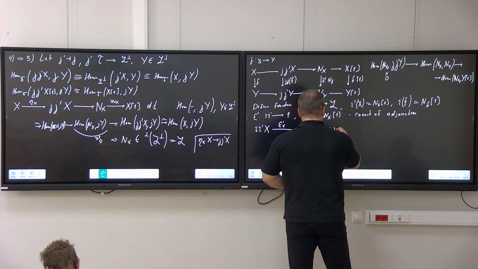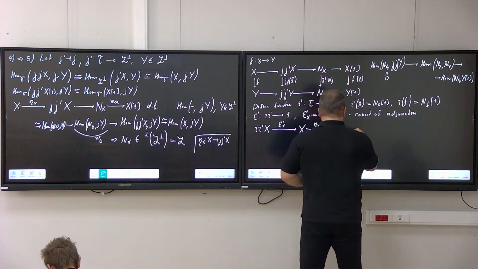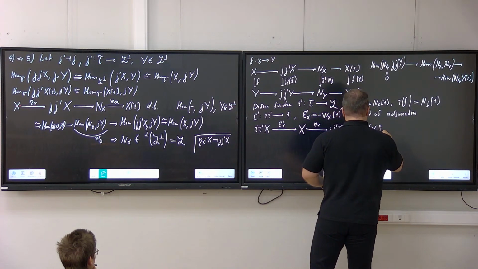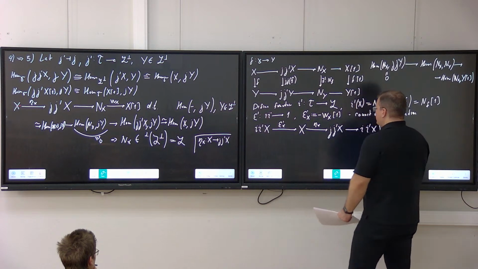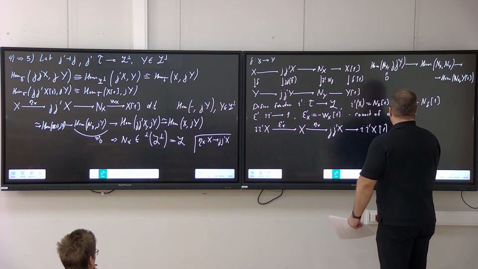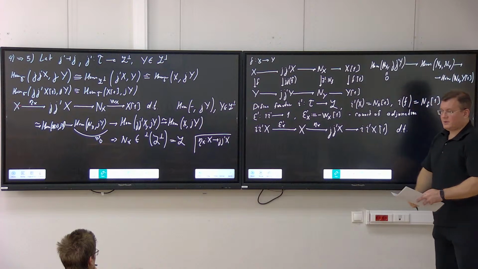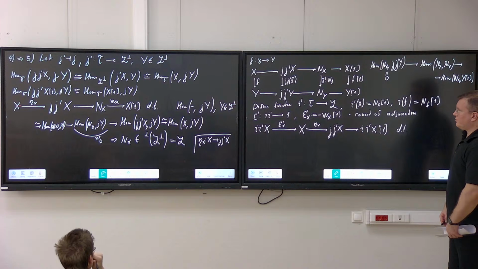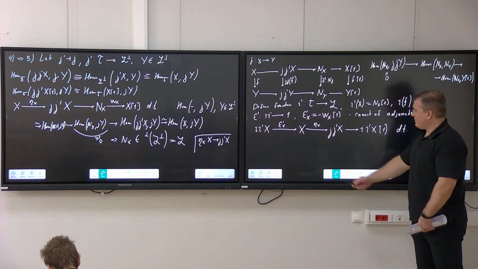So J prime X, and then I have I prime X with a shift by 1. So I have this new distinguished triangle. The question is, why do we have this morphism epsilon X prime, and why is the cokernel of this map J prime X? Well, first of all, there are no kernels here; this is translated, like a cokernel. Well, this is the definition.